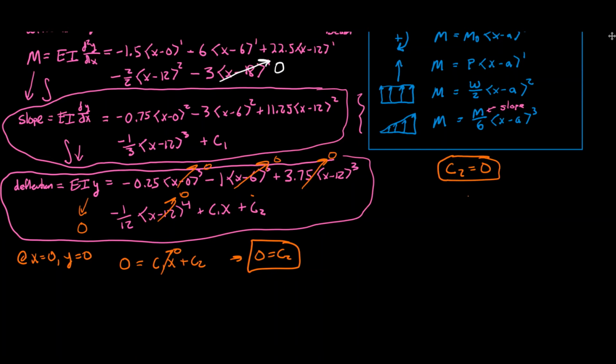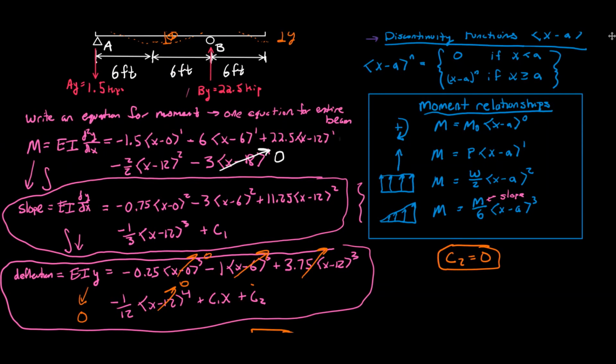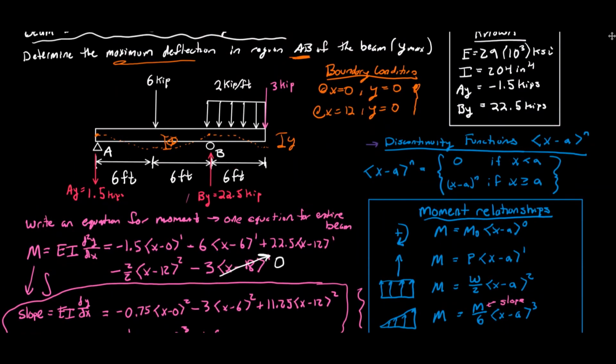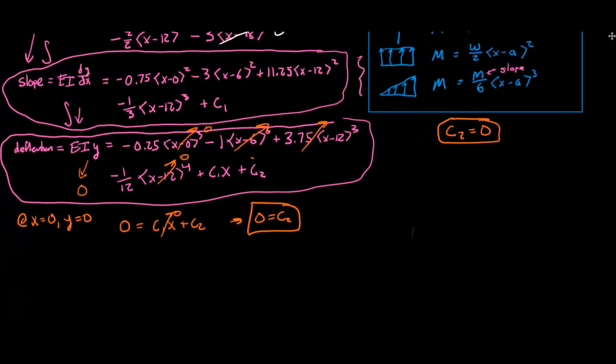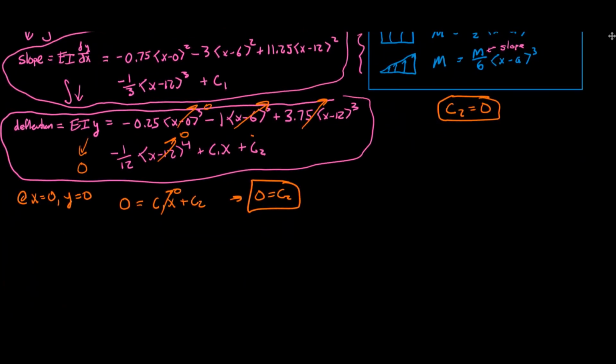The next thing we want to do is plug in our second boundary condition. Going back up, our second boundary condition is that at x equals 12, y equals 0. So let's write that out down here. At x equals 12, y equals 0. We're going to plug x equals 12 into this equation to figure out our second constant, with y equals 0.